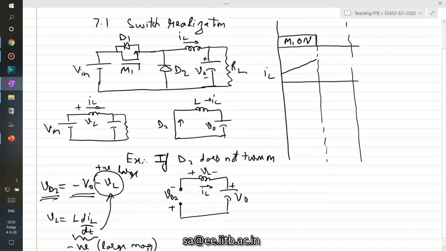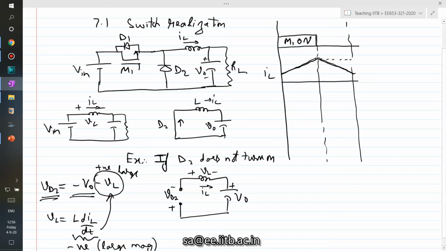Once the diode turns on, the equivalent circuit is an inductor, the output voltage and the diode, and we understand the current would fall with a slope of minus Vo by L, and it will again come back to the same position. So this was our normal buck converter operation. You can see the inductor current waveform is the same as it would be with an ideal switch realization.